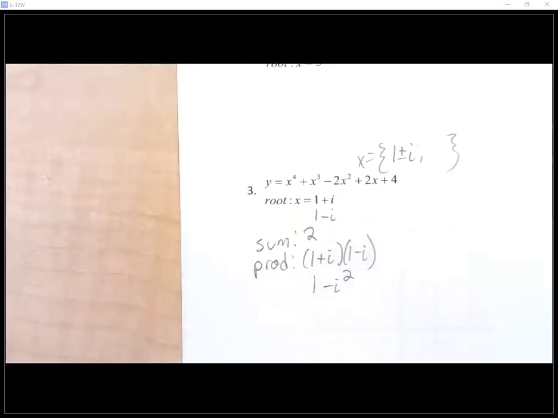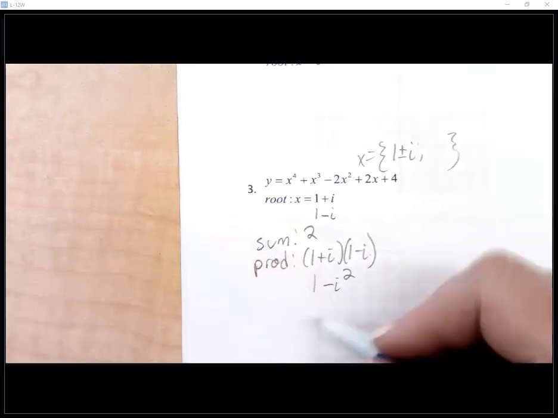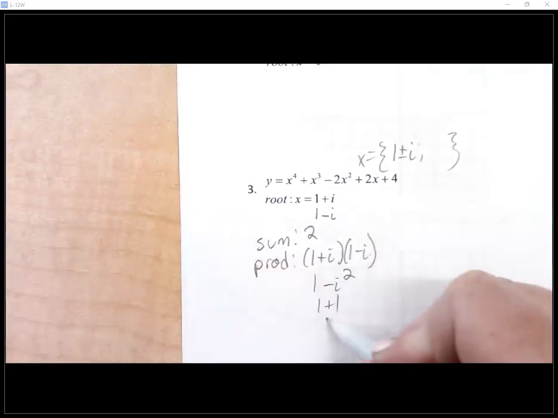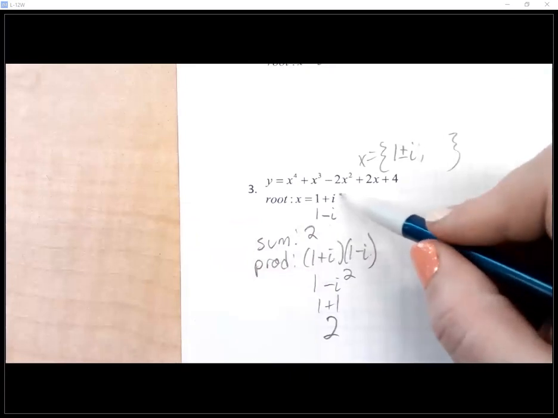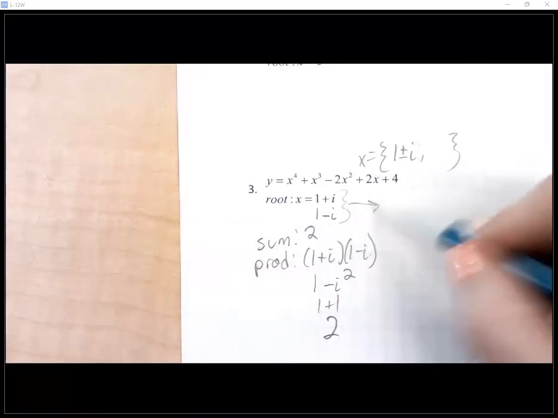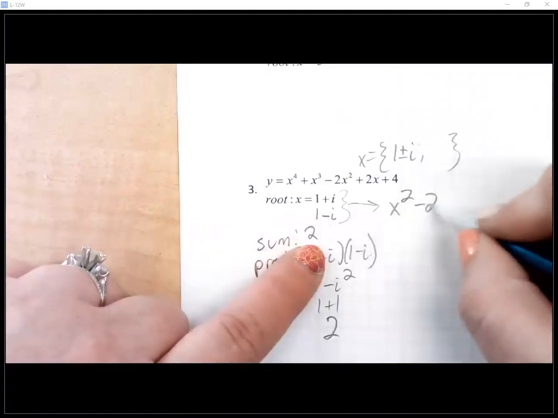Guys, what's negative i squared really? Negative i squared is really plus 1. i squared is -1, so negative negative 1, I have 1 plus 1. So my product is 2. So that means that the polynomial that produced these 2 zeros is just this. It's x squared minus the sum plus the product.